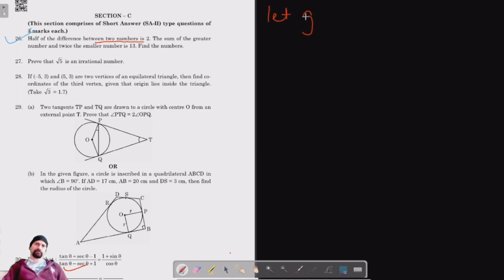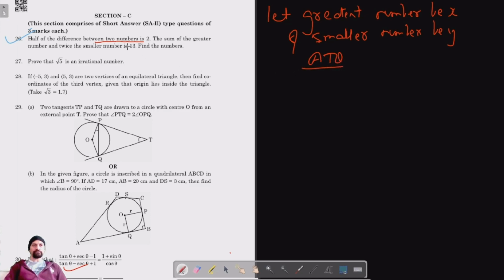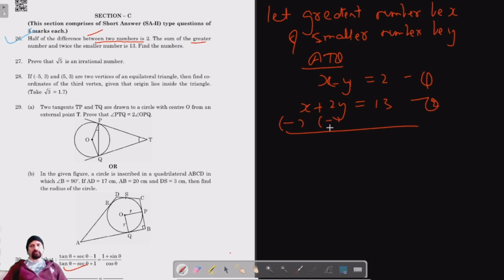So let the greatest number be x and smaller number be y. Okay, so now according to the question, the difference between the two numbers is 2. So greater minus smaller is equal to 2. And now the sum of the greater number with y, the smaller number, is equal to 13.